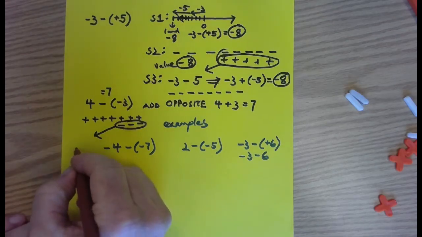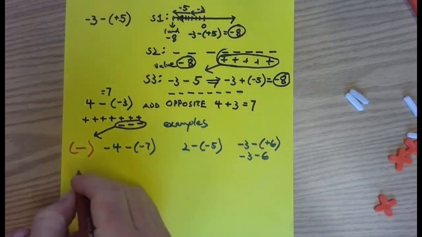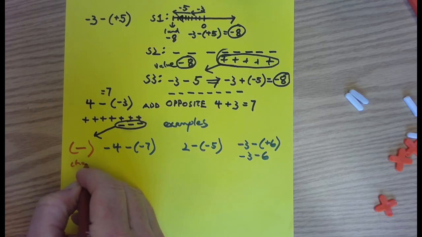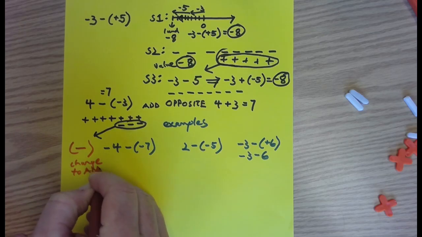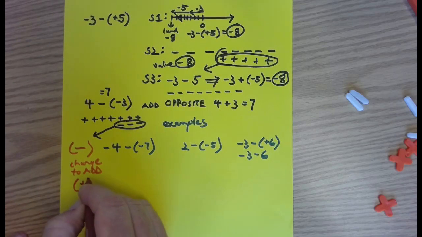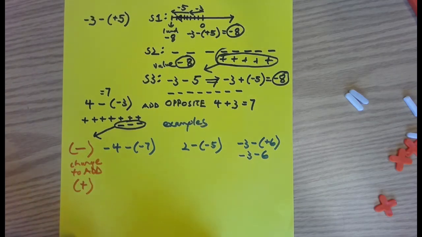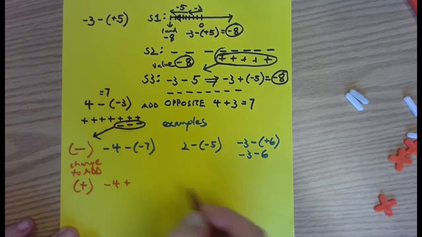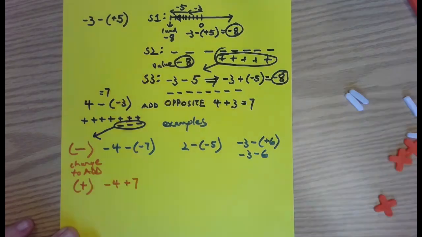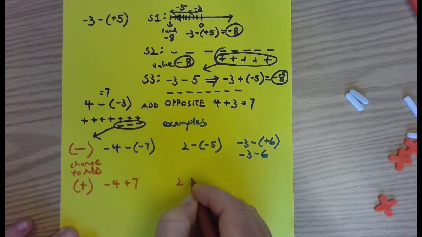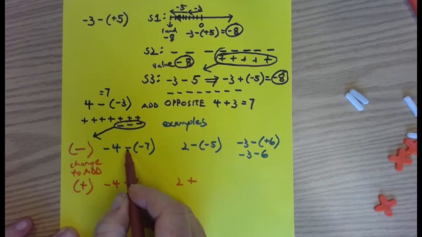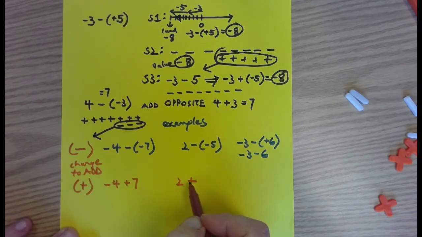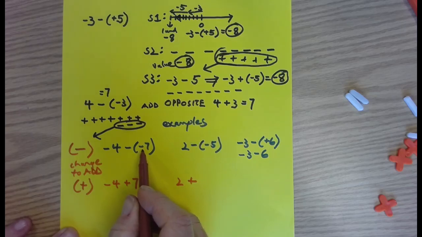So these are all subtraction problems. We're going to change them to addition, and you're going to see how much easier they look, and you can do them in your head even. So this is going to be negative 4 plus positive 7. This will be 2 plus, see, we're just changing subtraction to addition, but then we have to take the opposite. The opposite of negative 7 is positive 7.